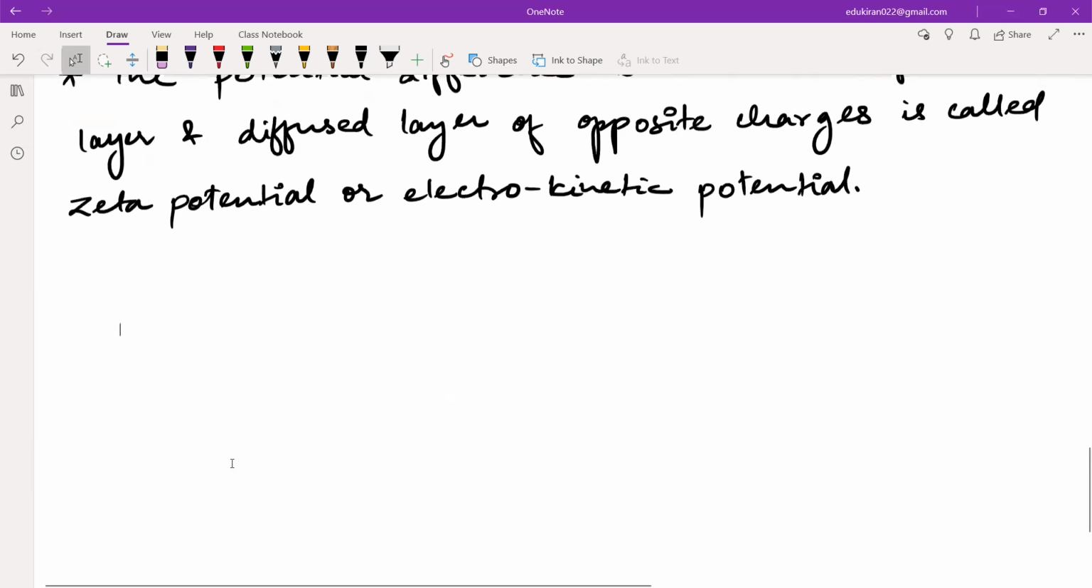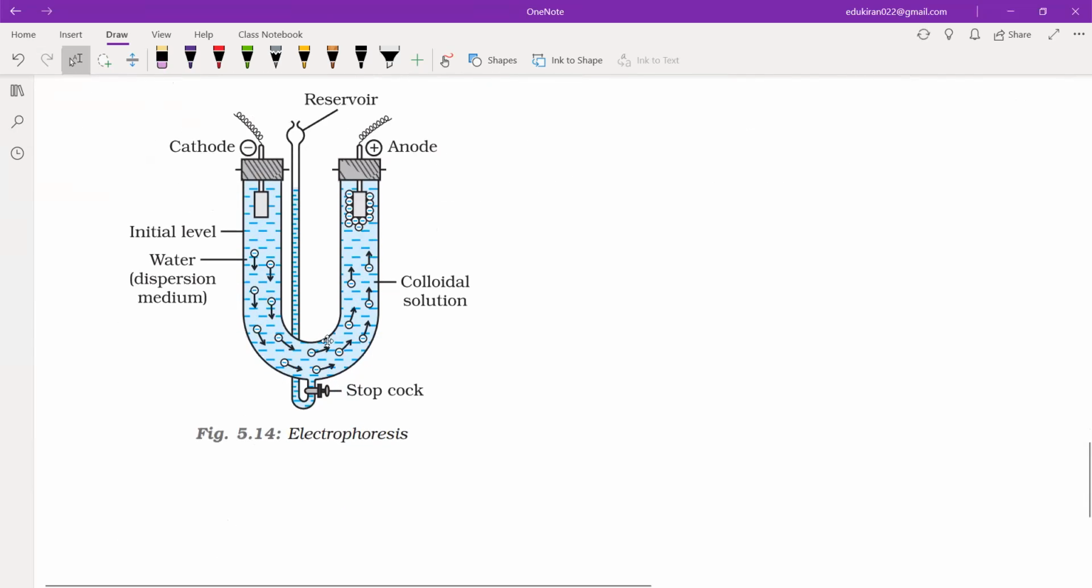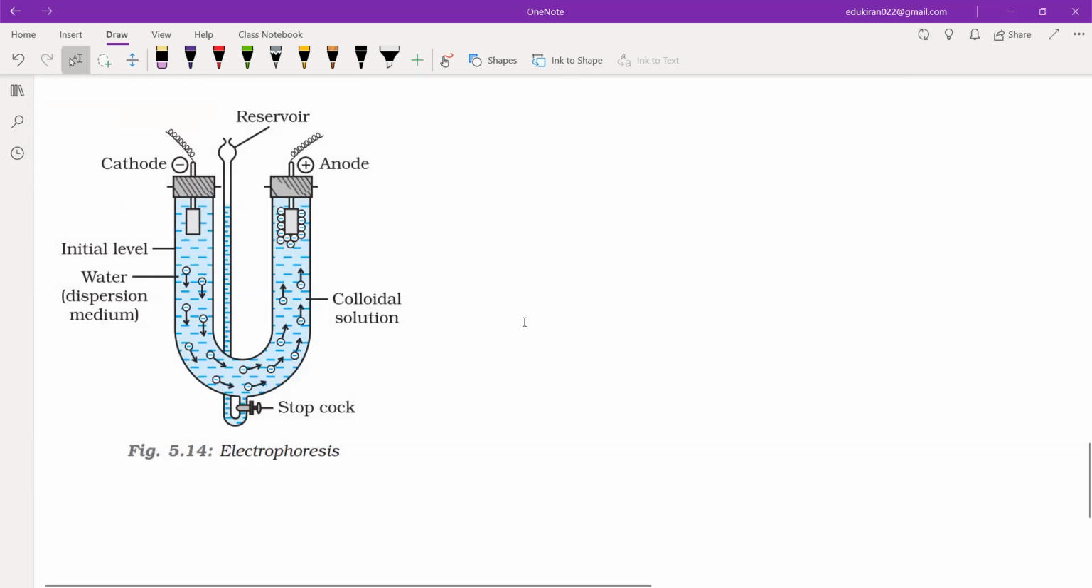So the next thing is now electrophoresis. In electrophoresis, we have a cathode and an anode, and we have dipped platinum rods in there. The cathode is negatively charged and the anode is positively charged, and there will be some colloid particles. We know that colloid particles have charges, right? The negatively charged particles will stick to the anode, and the positively charged particles will stick to the cathode. So it is simple electrophoresis.